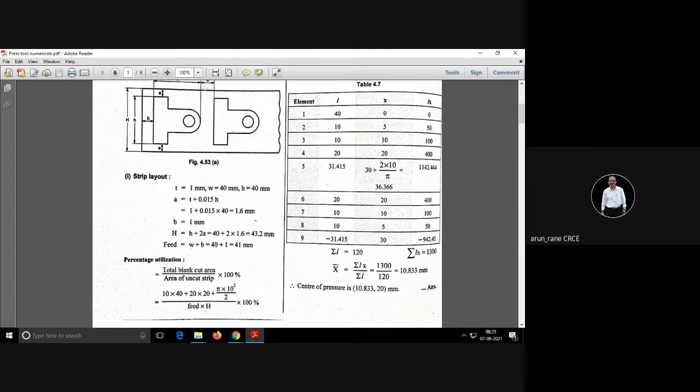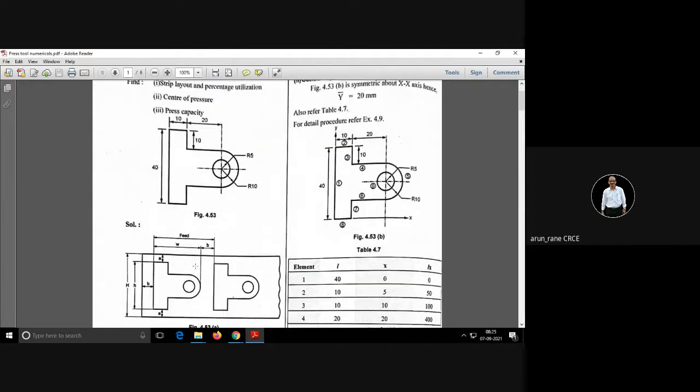Yes sir. Correct? Feed into edge. All right. Now concentrate on the blank cut area. Is it right? This blank cut area, 10 into 40 plus 20 into 20. 10 into 40, how did you get this 10 into 40? That is this. Okay, 10 into 40, that is this. All right.